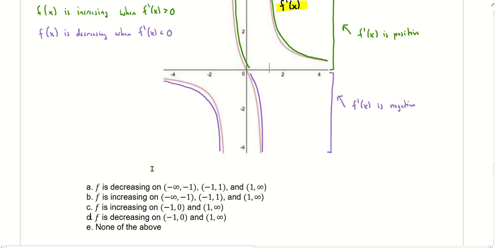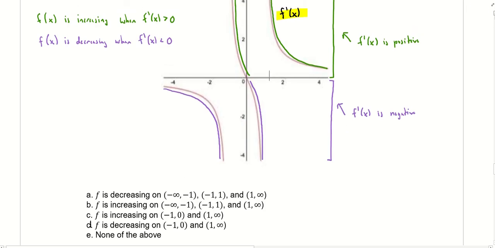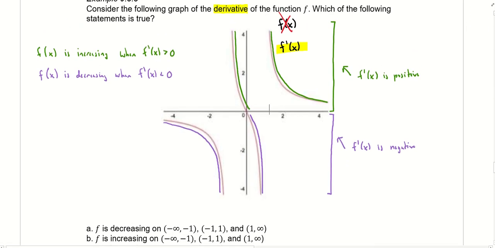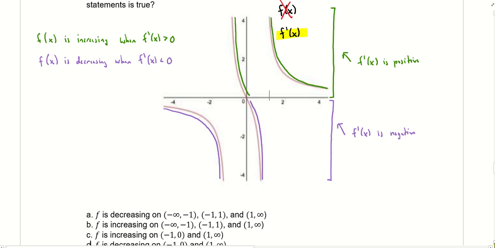All right, now let's go through our options here and see what we've got. I'm going to try to keep the graph as much on the page as we can as we go through. Let's start with A. f is decreasing on negative infinity to negative 1. Negative infinity to negative 1 looks like it's right here. Okay, that's true. The first derivative is negative, so the function is decreasing.